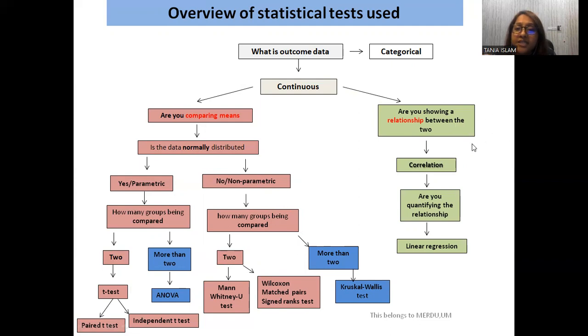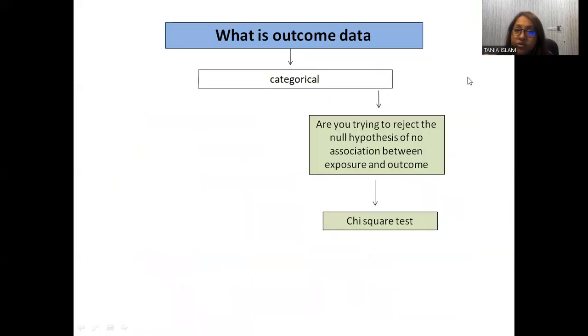For the relationship, we can look at the correlation, or we can look at the association, which is regression. This is when the outcome data is continuous, like the blood pressure of the patient. You want to see the blood pressure of the patient at different stages or different things. So it's continuous data, and we need to choose this part. But if your data is categorical, then what are you going to do?